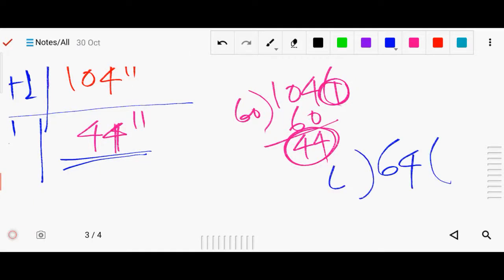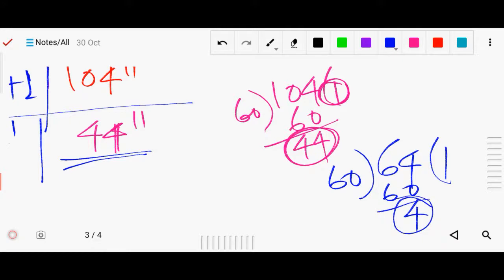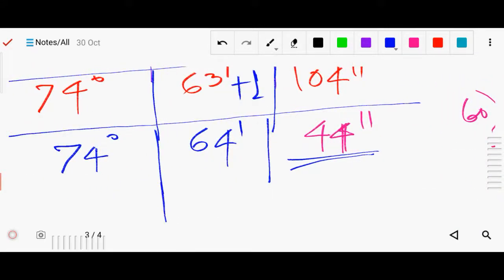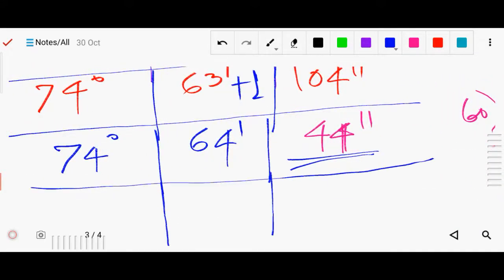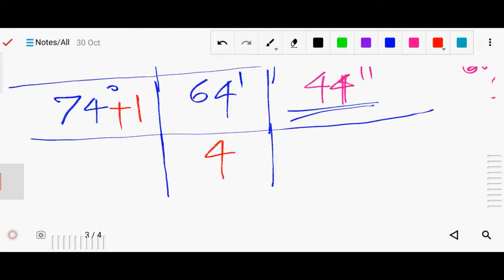So 64 divided by 60, 1 times 60, so 4 will be the remainder. This 4 remainder, this remainder part you can write here. So this remainder you can write 4, and this one quotient you give carry to the next one. Okay, previous one you can give just now.